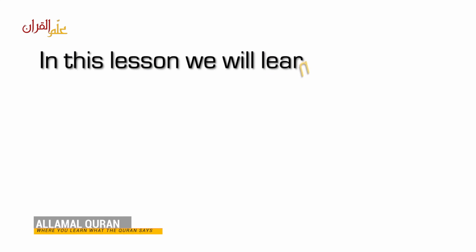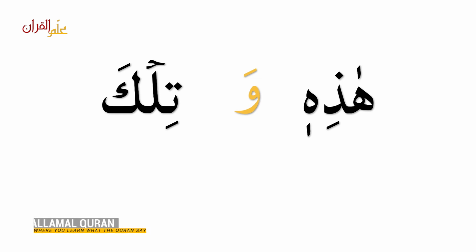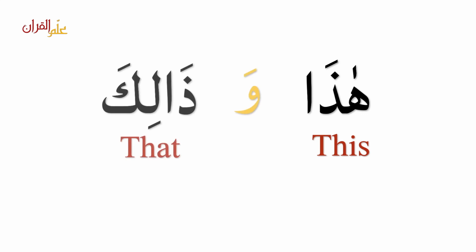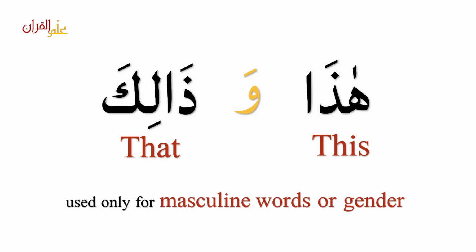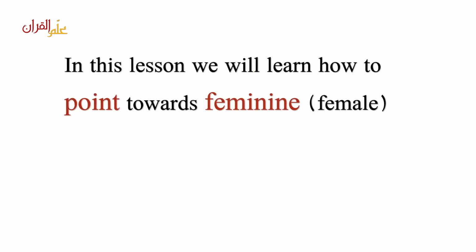Lesson 4. In this lesson, we will learn هذه وتلك. هذه meaning this, وتلك meaning that. In the previous lesson, we have learned هذا meaning this, وذلك meaning that. What is the difference? هذا وذلك are used only for masculine words or gender. So in this lesson, we will learn how to point towards feminine words or gender.